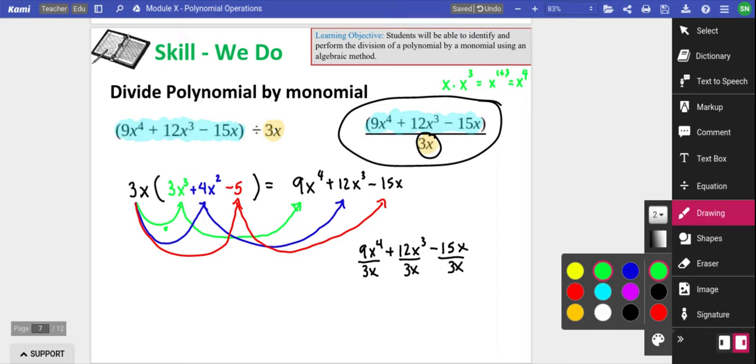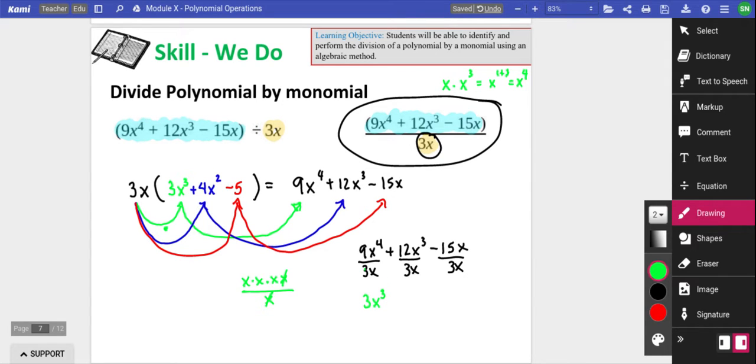So we'll start with 9 divided by 3 is 3. X to the fourth divided by x is x cubed. The reason for that is x to the 4 is 4 x's being multiplied times each other. At the bottom we only have 1. We cancel 1 from the top, 1 from the bottom. We have 3 left at the top. That's where the x cubed comes in.